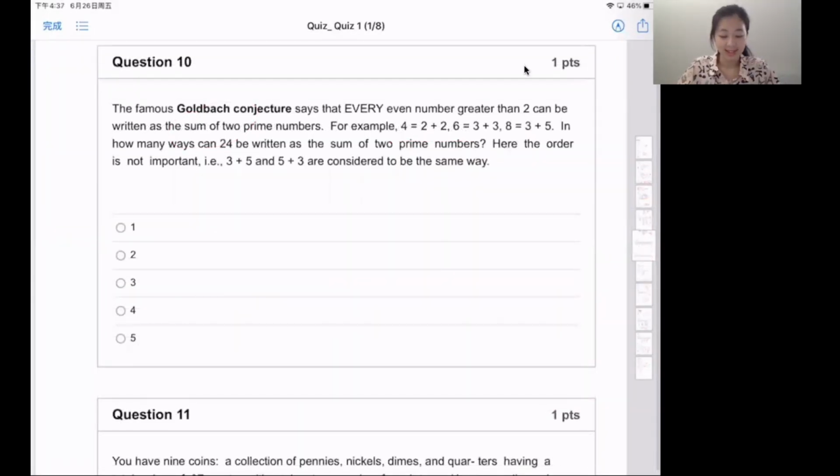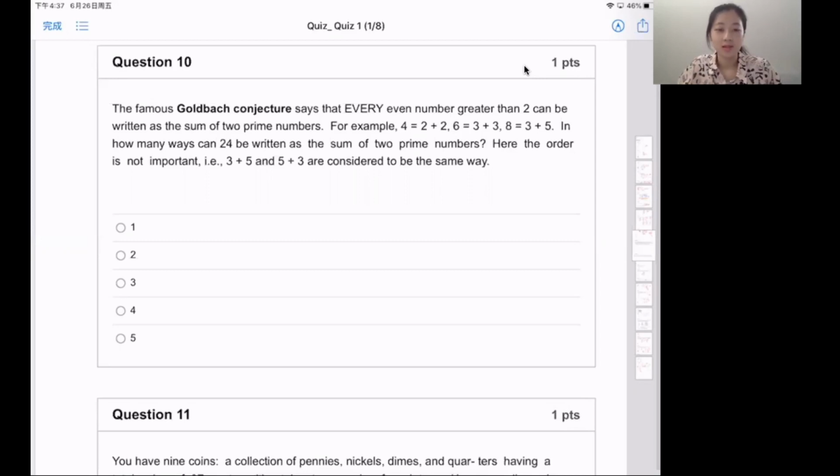Question 10. Every even number greater than 2 can be written as the sum of 2 prime numbers, right? For example, 4 equals 2 plus 2, 6 equals 3 plus 3, 8 equals 3 plus 5. In how many ways can 24 be written as the sum of 2 prime numbers? Here, the order is not important. 3 plus 5 and 5 plus 3 are considered to be the same way, okay?